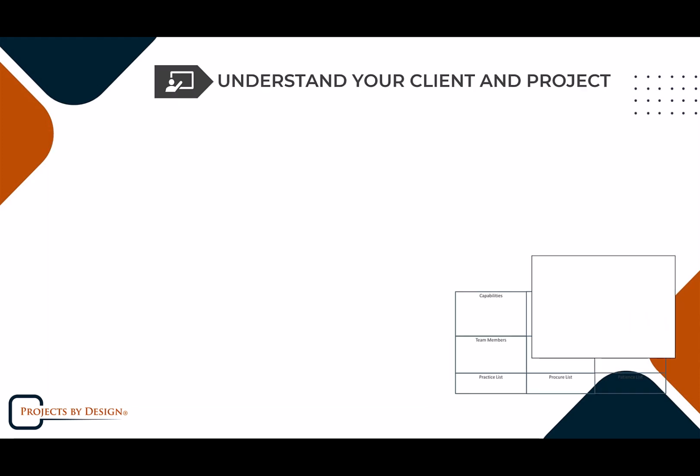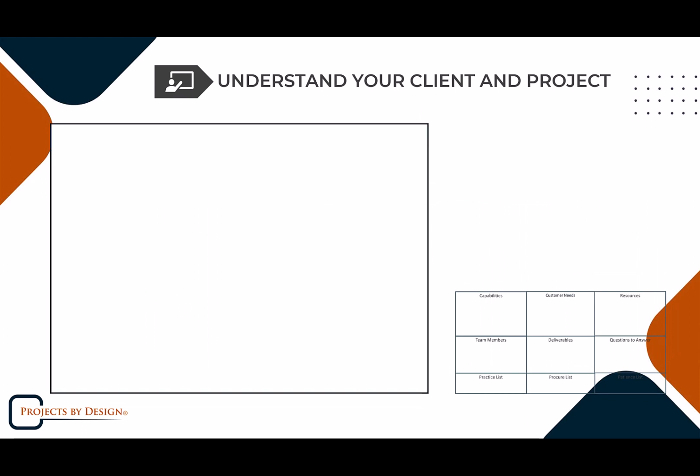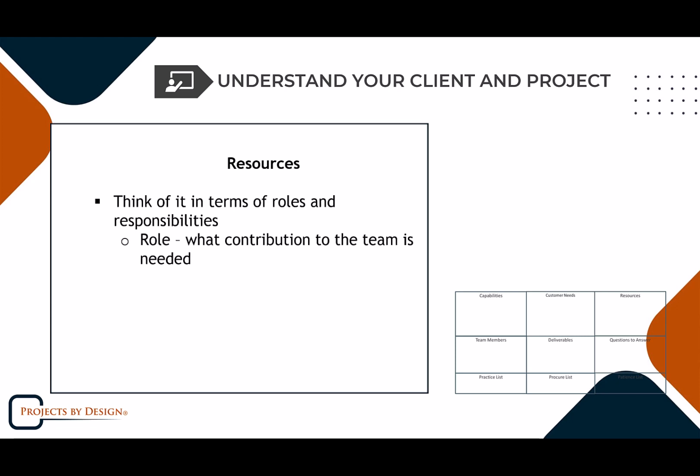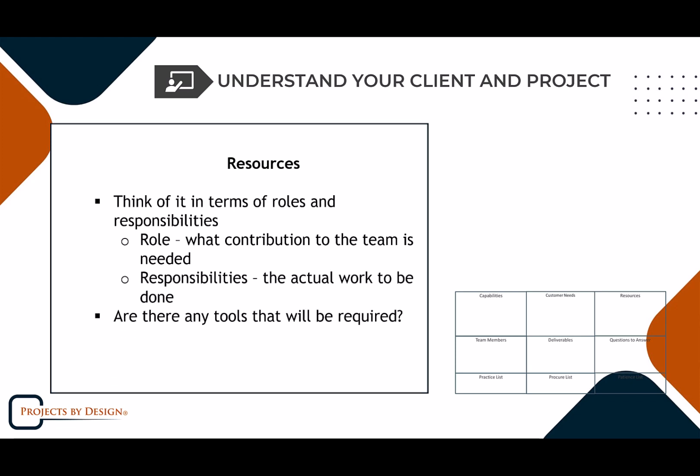Next is what I would call the resources section. We just simply think of it in terms of roles and responsibilities. So that forms that resources part of the Venn diagram, right? What role, the contribution that's needed. Responsibility is the actual work to be done. Are there any tools that will be required? Are there any other items at our disposal, things we can use? So just list those things out.